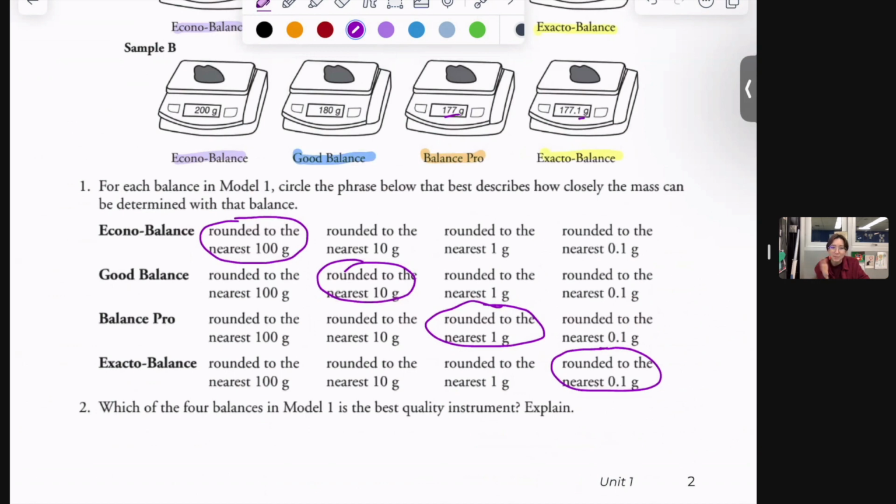Which one would be the best one to use? Which one do you think would probably cost the most? I'll let you answer this one on your own. Reach out to me if you want help with it.